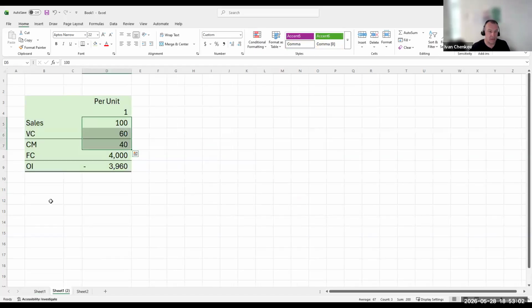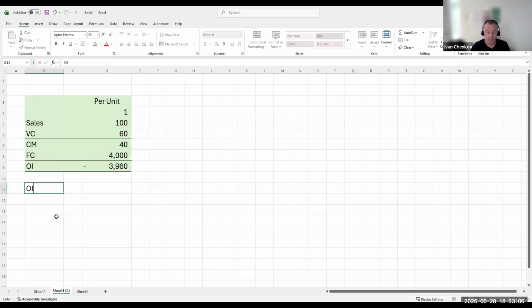So in our example here, how are we going to get operating income? Operating income again is equal to sales minus the variable cost minus the fixed cost. And this is when we sell one product. Now let's go a little bit further and find out what's the ratio as a percentage.